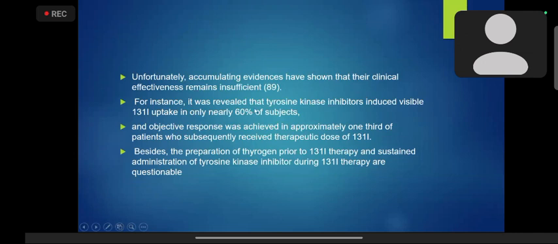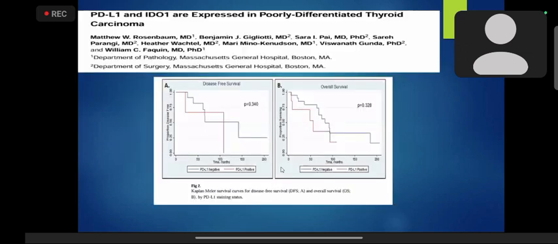They used TKI-induced visible iodine uptake in only nearly 60% of the subjects. Even after all the preparation, sustained administration of tyrosine kinase inhibitor during iodine 131 therapy is still questionable. There are many theories suggesting that we have to use many agents which can convert poorly differentiated to differentiated thyroid cancer, but the result is still questionable.